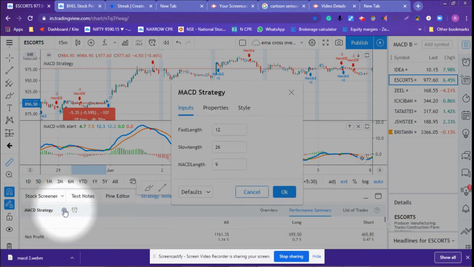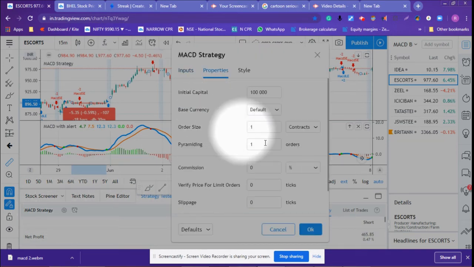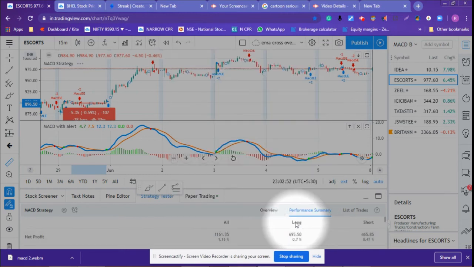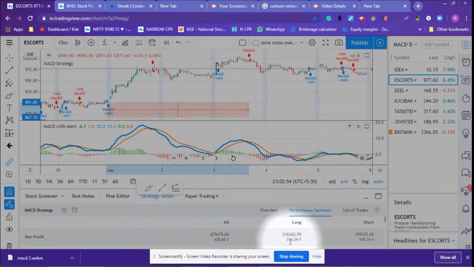So as I said, just turn this into the properties. You go to the properties, just change these values as I said earlier to, let's say, 1 lakh, and put the order size to 100, and just change the percentage of equity. Okay, now see Asian Paints, by going long, it is giving 316 percentage.